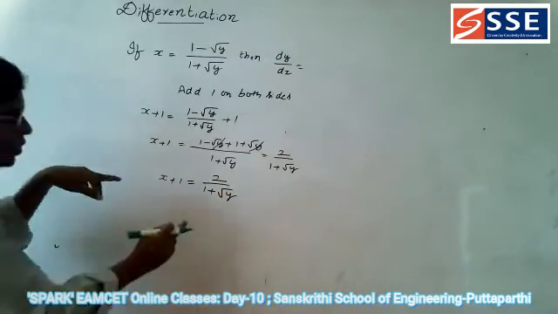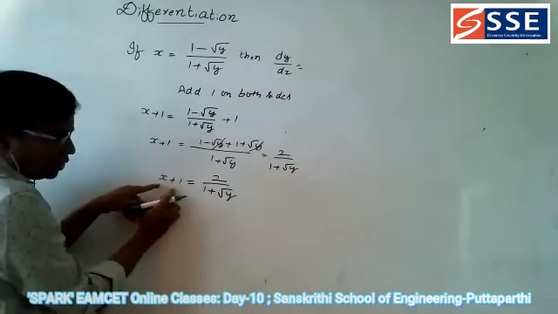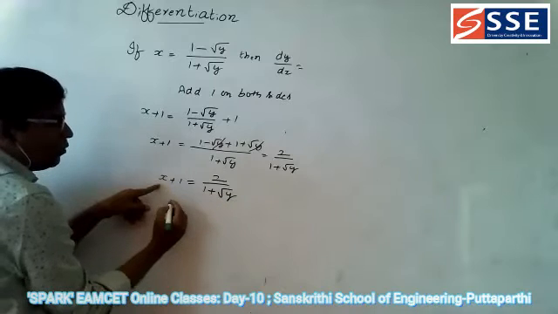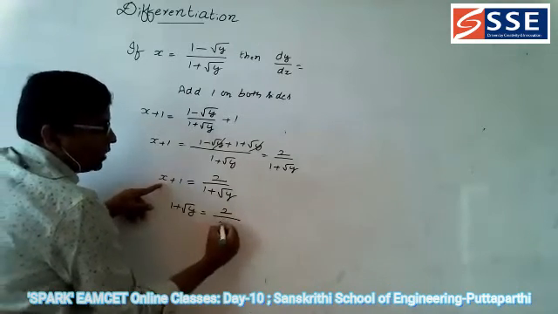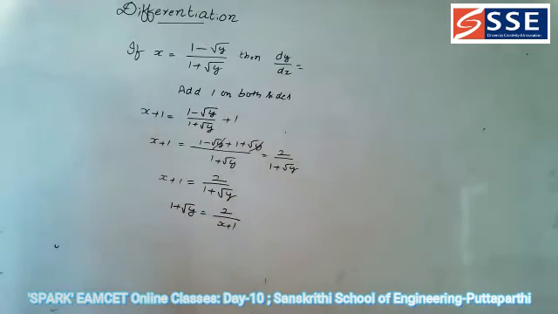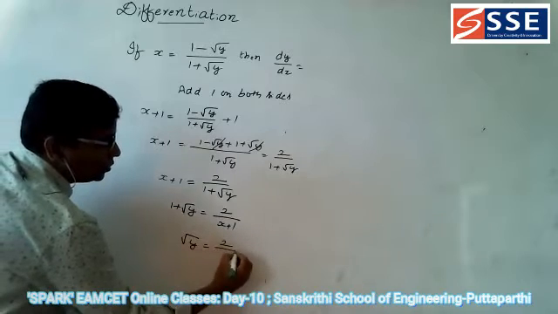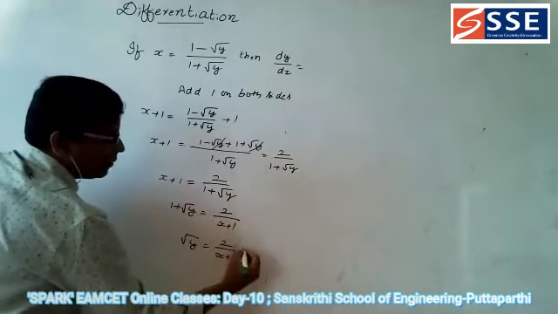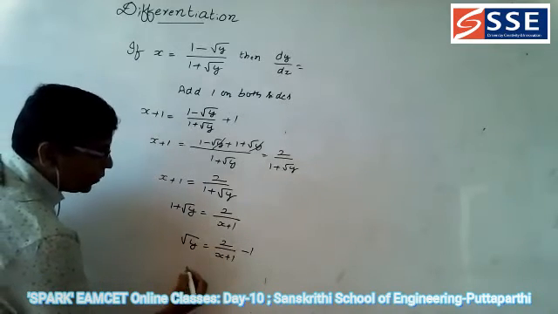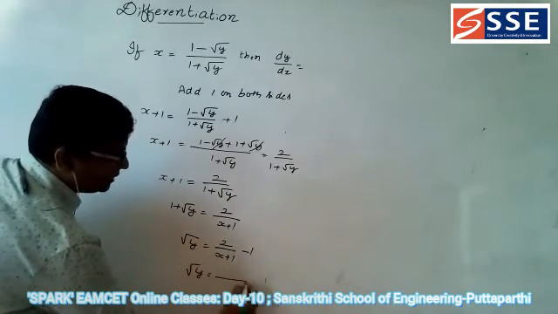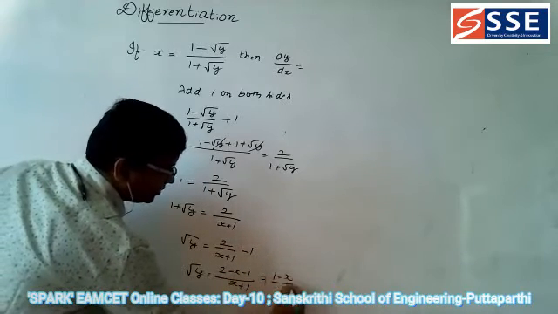So now we want y on this side, because we want dy by dx. So just do the cross multiply. What will become? 1 plus root y comes to this side, is equal to 2 by 1 plus x. Now we want only y on this side. Root y is equal to 2 by x plus 1, minus 1. So root y is equal to, take LCM, x plus 1, 2 minus x minus 1, that is equal to 1 minus x by x plus 1.